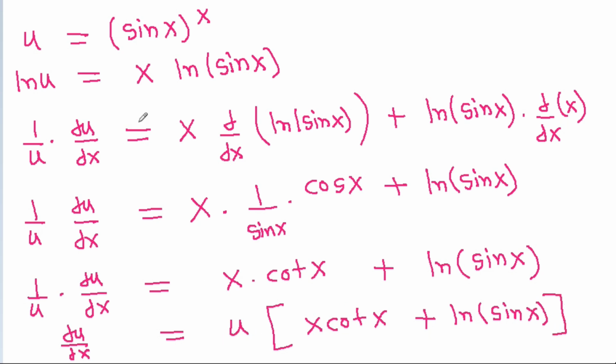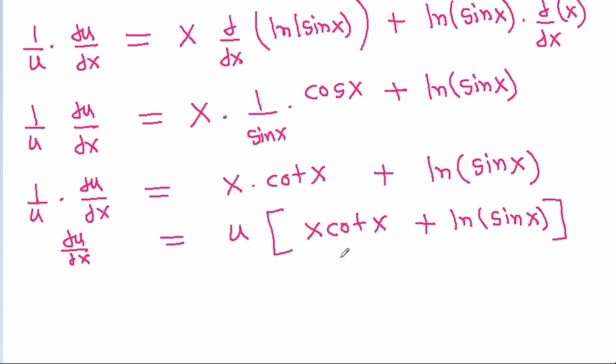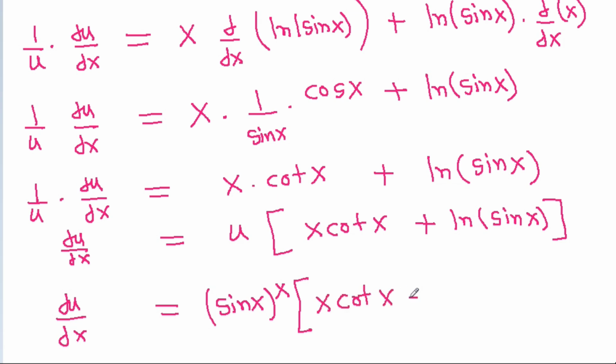And u is equal to (sin x)^x, so we get du by dx is equal to (sin x)^x times x cot x plus ln sin x. Suppose this is equation 2.